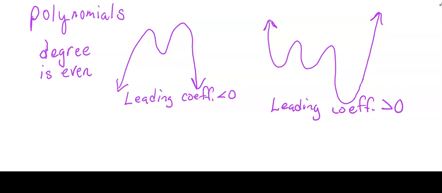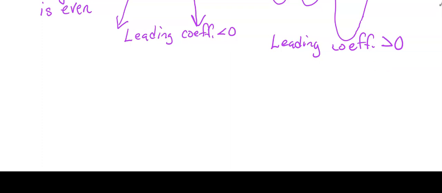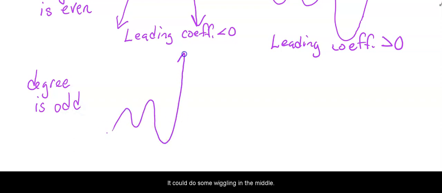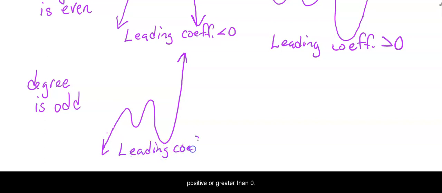What about odd degree? For odd degree, it's going to do something slightly different. So the degree is going to be odd now. We're going to have one up and one down. It could do some wiggling in the middle, but in general, an odd degree has one arm up and one arm down. Now this one is going to have a leading coefficient that is positive or greater than 0.